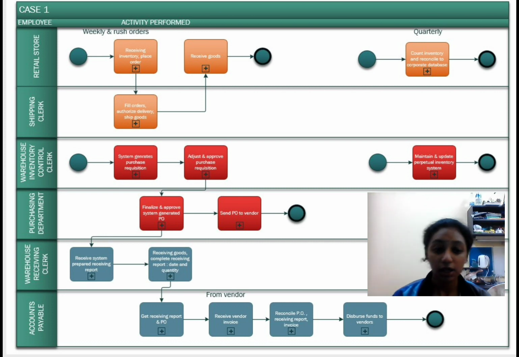Next is to reconcile the PO, receiving report and invoice, and then disburse funds to the vendors, and that's the end of the process. Not to forget the warehouse inventory control clerk. Quarterly, you will start the process and maintain and update the perpetual inventory system, and that's the end of the process. This is all for my case 1. So this is the process of how I did my business process diagram.